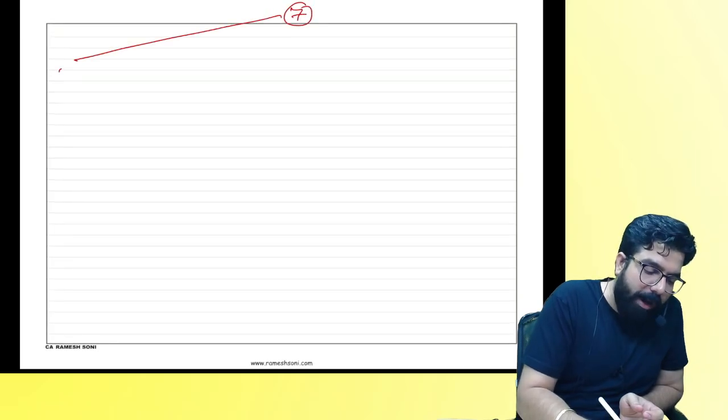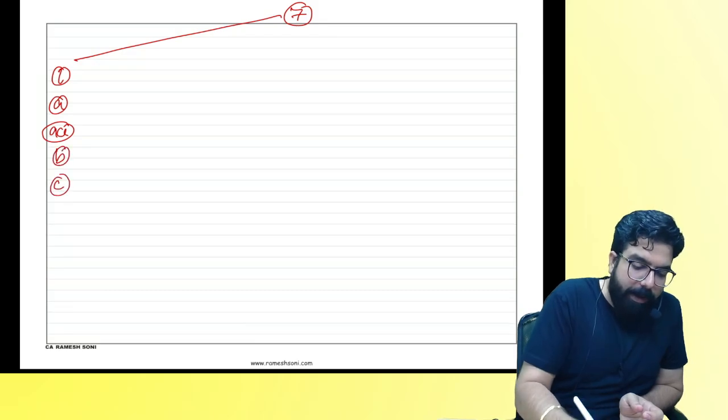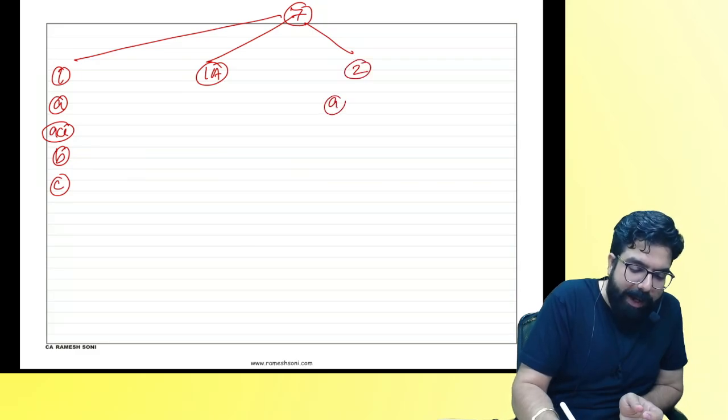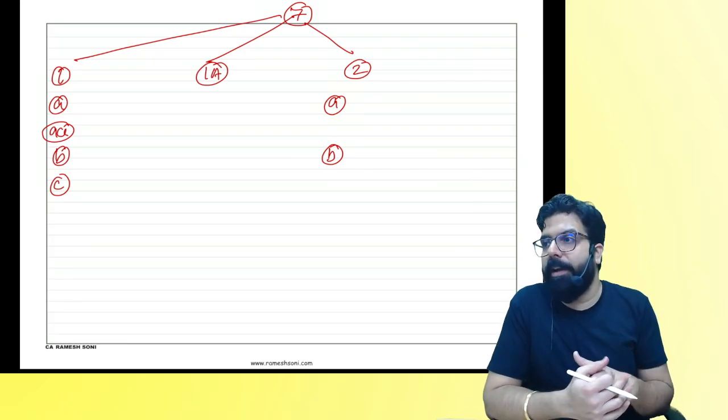Section number 7, 1, A, B, C. Then section number 7, 1, A. Then section number 7, 2, A. And section number 7, 2, B. Are we all 100% clear till here?